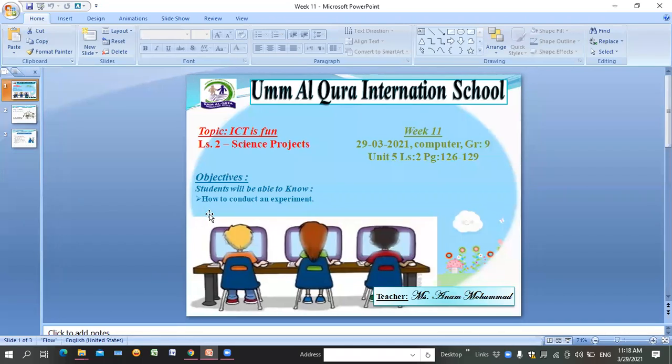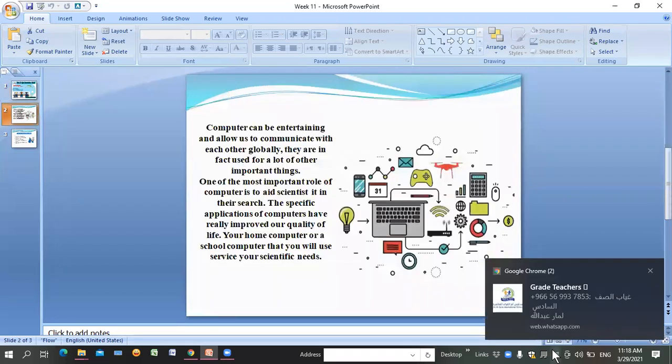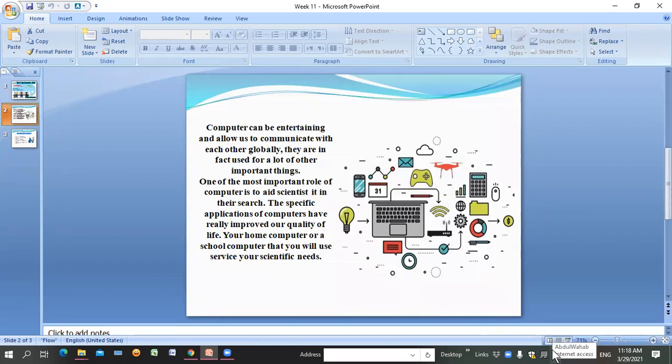So the first thing, think for a moment about how you use computers in your everyday life. You mostly think about emails, surfing the web, doing some school projects, school assignments, or playing some video games. While computers can be entertaining and allow us to communicate with each other globally, globally means all over the world, you can communicate or work with people. They are in fact used for a lot of other important things.